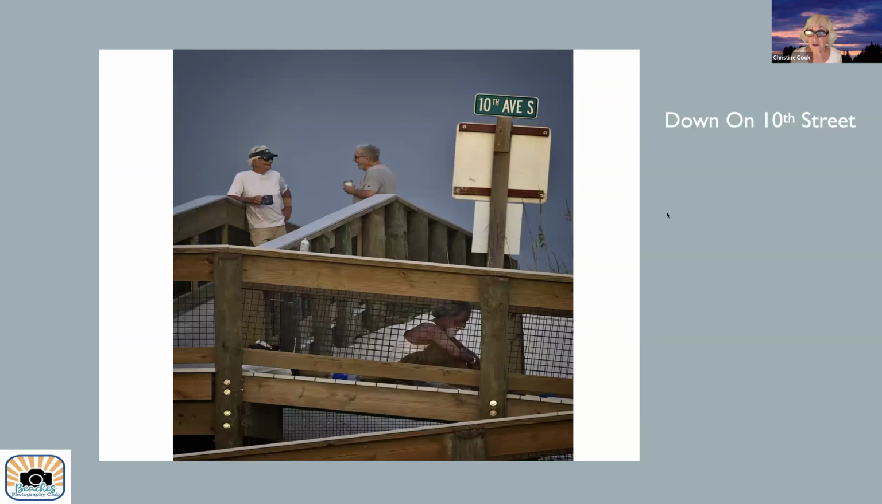Okay, Down on 10th Street. I love the double meaning in the title, Down on 10th, just amazing. To me, it represents the haves and the have-nots. I like the geometry of the image, lines and shapes in different directions. The people offer some stability here, and they make it a meaningful image.